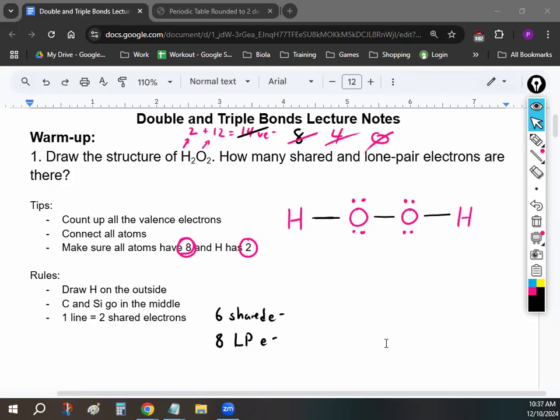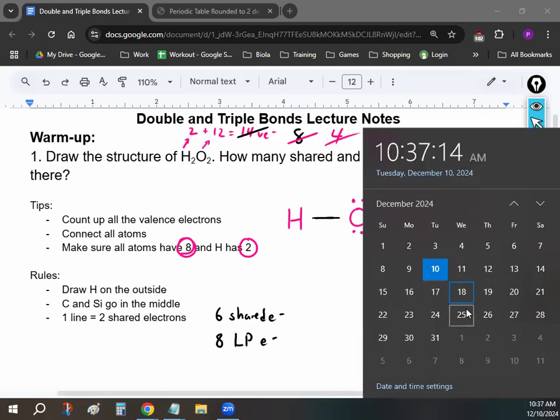All right, so today is the last lecture of the unit. It's also the last lecture of 2024. So after this one, we're just going to be reviewing, and then I believe your test is going to be next Wednesday on the 18th. Okay, so just keep that date in mind.